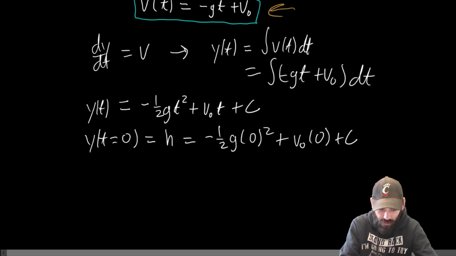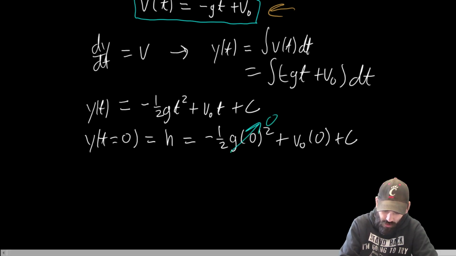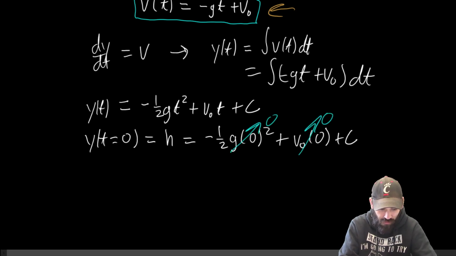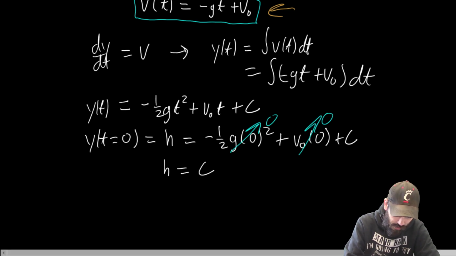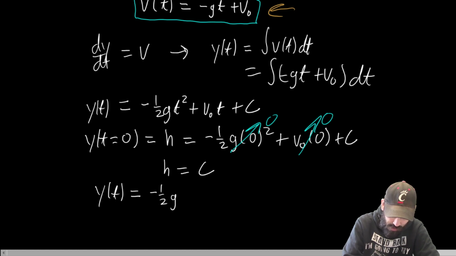This guy goes to 0. This guy goes to 0. And what we're left with is that h is going to be equal to c. And so our final kinematic equation, and I'll summarize all three of them in just a second, says that y of t is equal to minus 1/2 g t squared plus v naught t plus h.